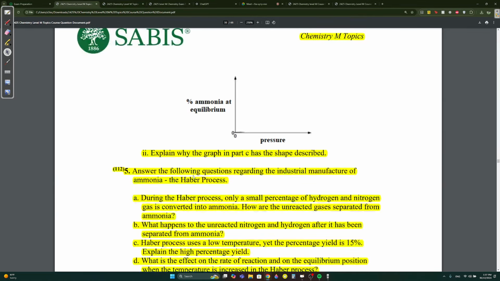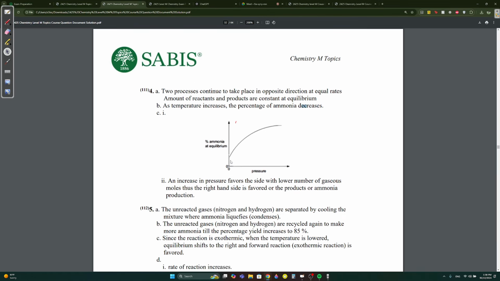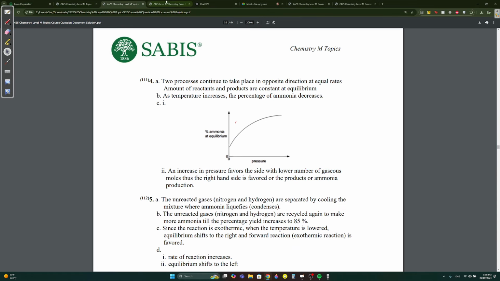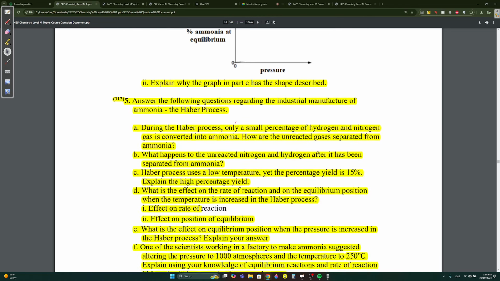Okay, explain why the graph in part C has the shape described. Oh, you can just sketch it here. Okay, I don't know why. We just explained it, guys. We said as you increase pressure, it favors the side with less gaseous moles.